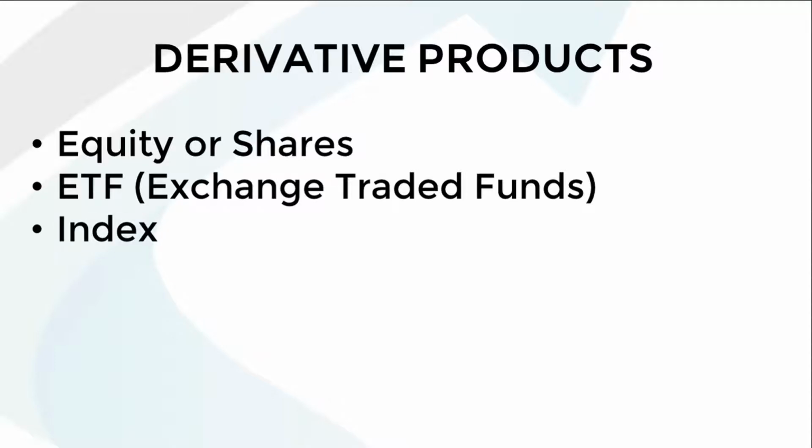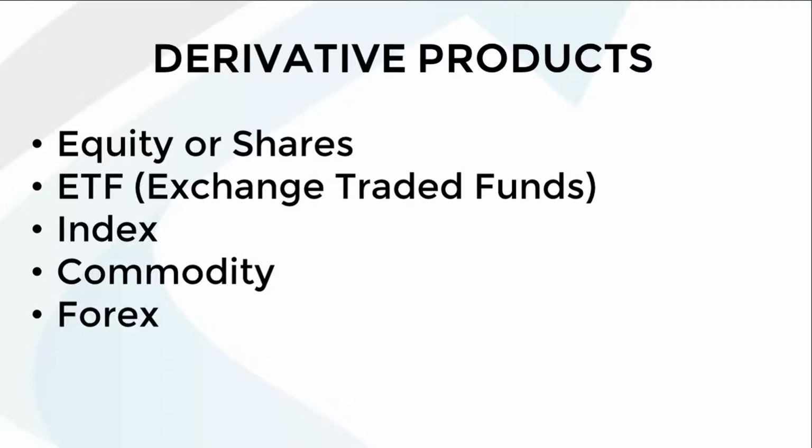Indexes, these are your Allsies, FTSE, Dow Jones, S&P 500, etc. Commodities are gold, silver, oil, Brent, etc. And then you get Forex, which is foreign currencies. And then you get the newest one, which is cryptocurrencies. These are Bitcoin, Ethereum, etc.